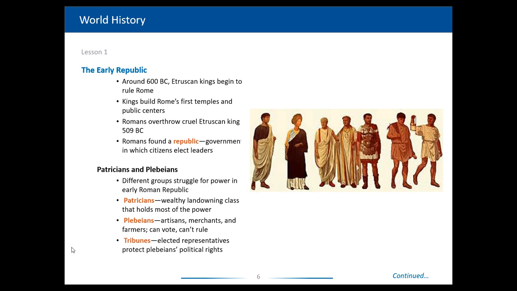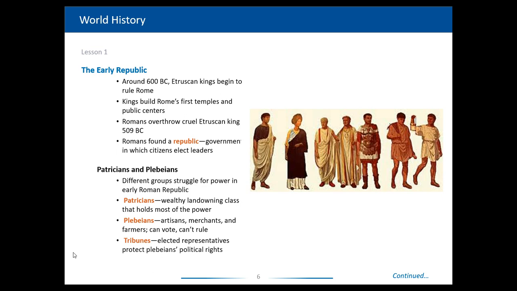The early republic. Around 600 BC, the Etruscan kings began to rule Rome. The kings built Rome's first temples and public centers. The Romans overthrew the cruel Etruscan king in 509 BC, and they founded a republic.